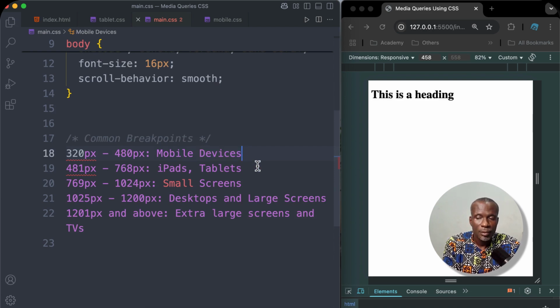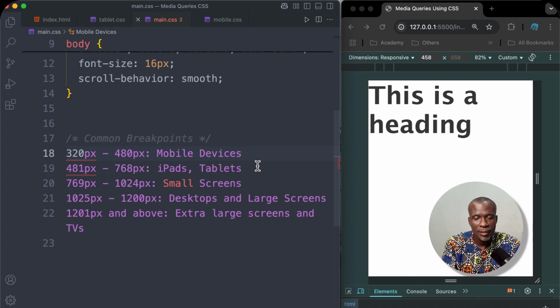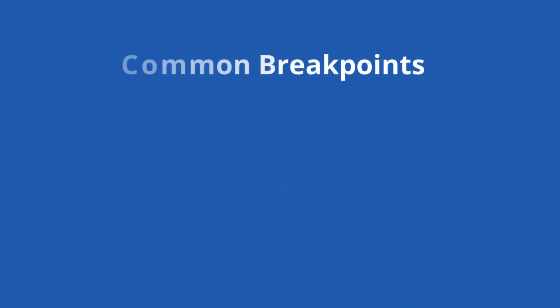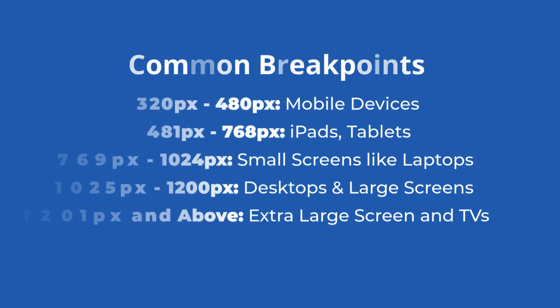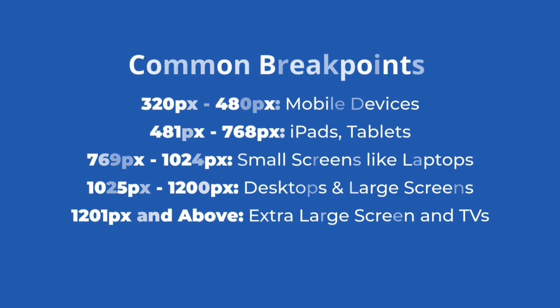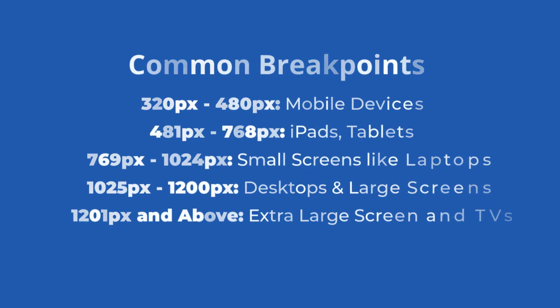Okay, so these are your targets. You are going to target mobile devices 320 to 480 pixels, iPads 481 to 768, 769 to 1024 pixels small screens, 1025 pixels to 1200 pixels desktops and large screens, 1201 pixels and above extra large screens and TVs. So that's how you go about them.